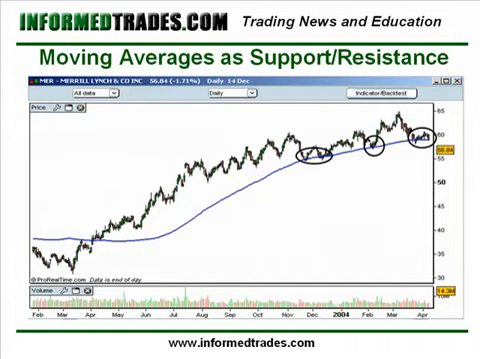And just like with the other support and resistance lessons we've looked at, if the line had been above, then that would have been a resistance line instead of a support line.